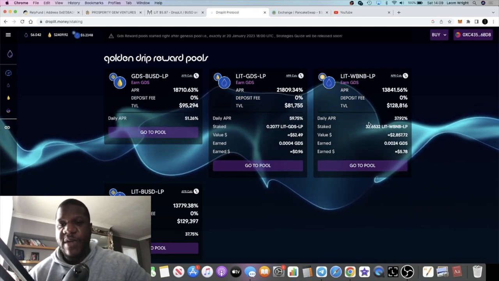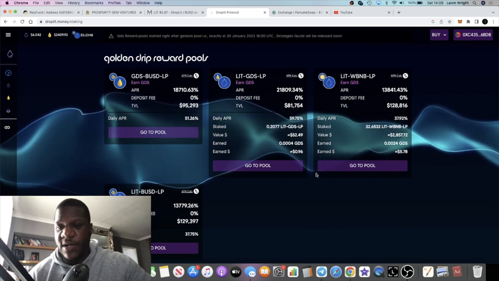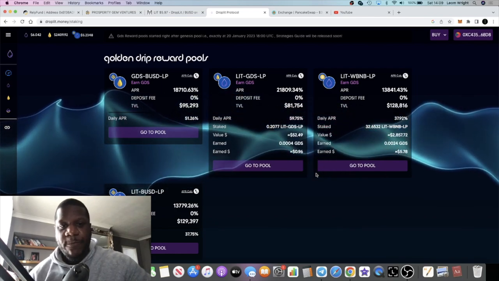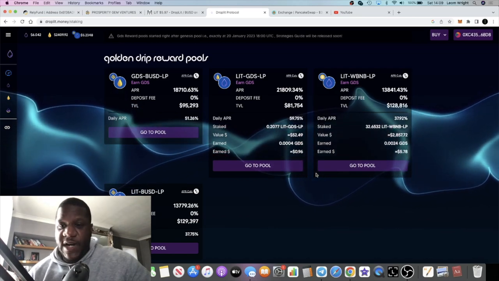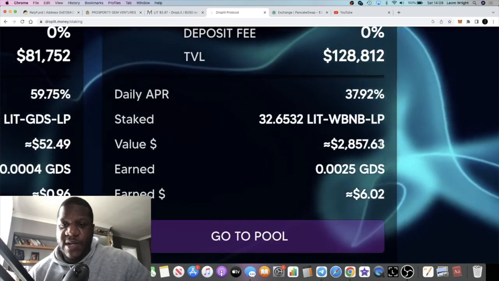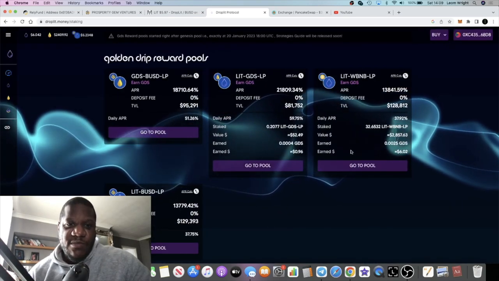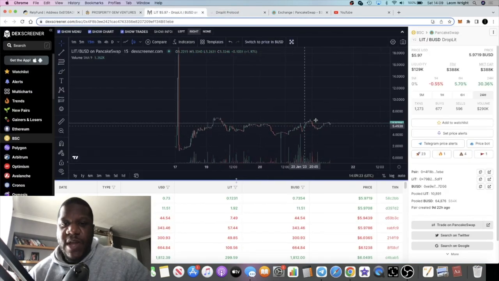But as more people come into the pool, the APRs go down, which you know how these things work, or you should know by now, unless you just got into crypto or DeFi yesterday. But pretty decent returns, guys. I'm pleasantly surprised with this project. The price of LIT has maintained pretty well. The peg, of course, is pegged to $1, and it's above peg.